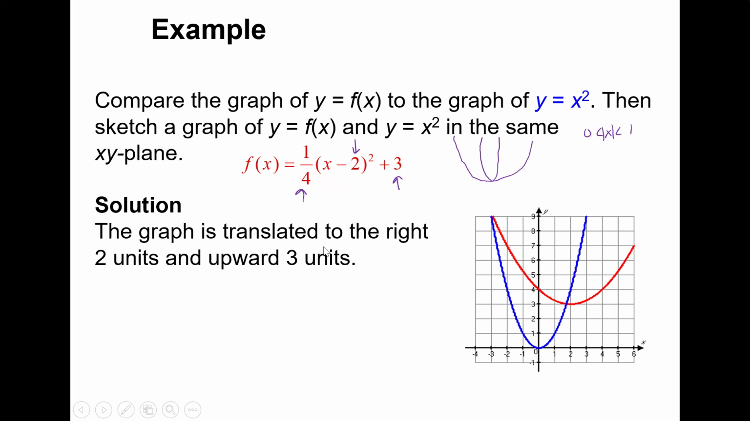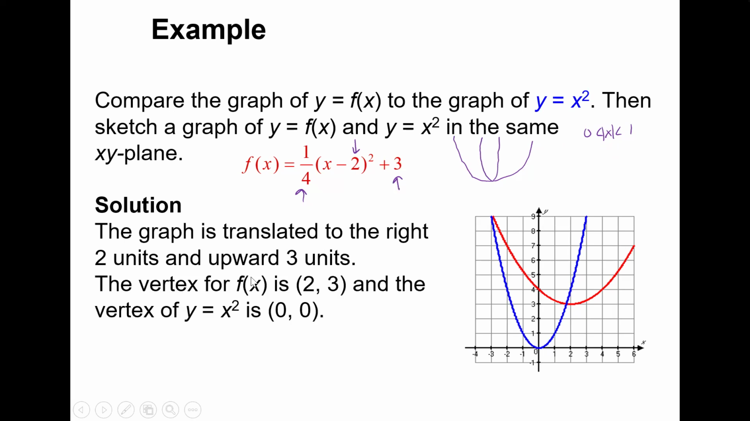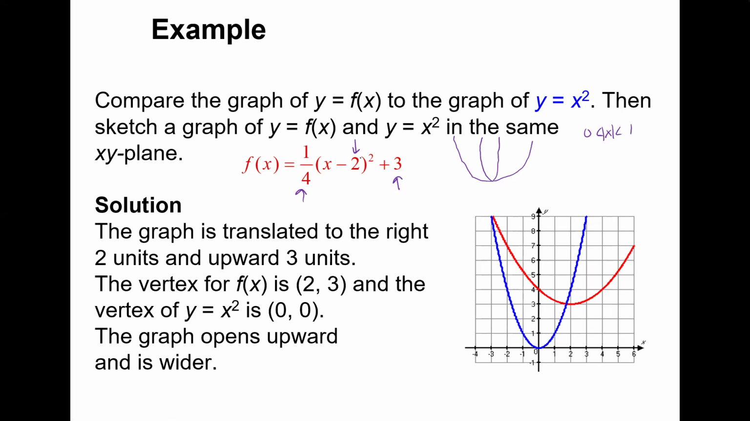So again, translated to the right 2, up 3 units. The vertex is (2, 3), and the original vertex, of course, was (0, 0). And it opens up and it's wider. So those are all the different pieces we can get from just looking at the graph before we actually graph it.